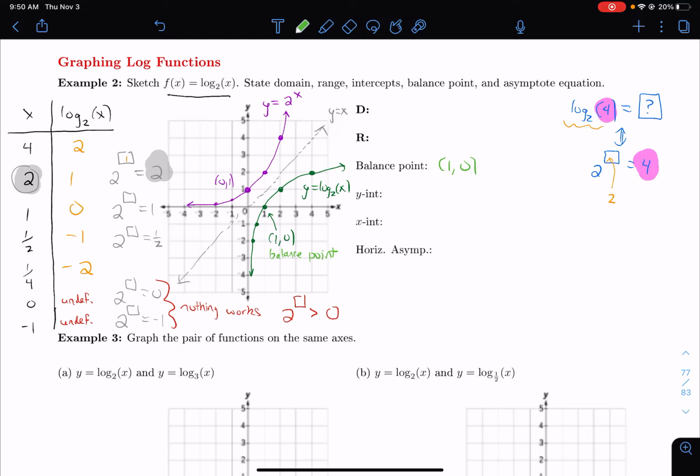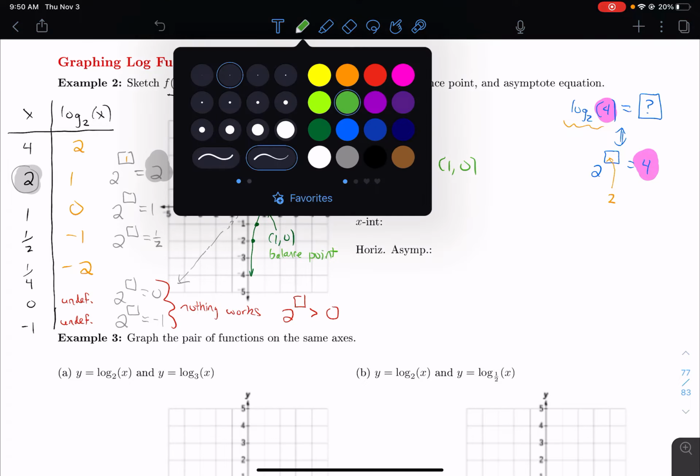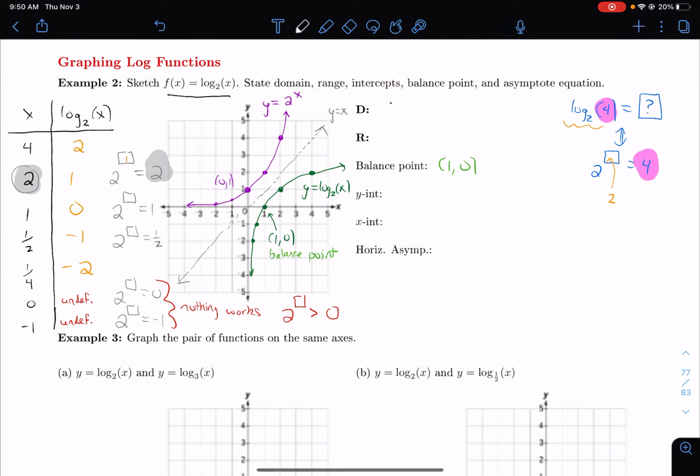All right, let's write all this remaining stuff. Domain. My x values, well, they get really close to 0, but they never reach 0, so parentheses, and then onwards to infinity. My range, my y values, well, they can be as low as I want. They go downwards to negative infinity. But they can also be as high as we want. This graph keeps on getting higher and higher and higher forever, so onwards to infinity.